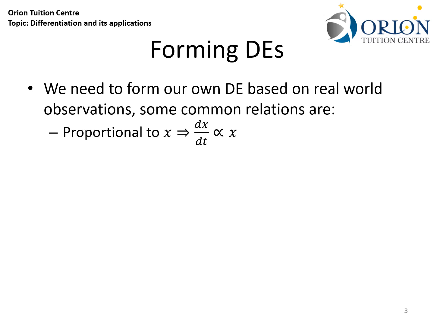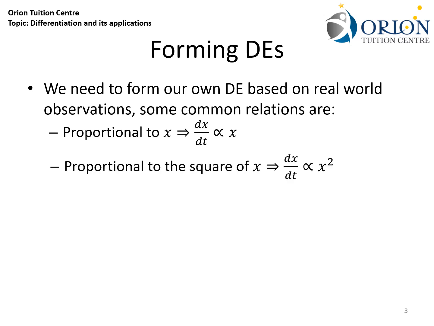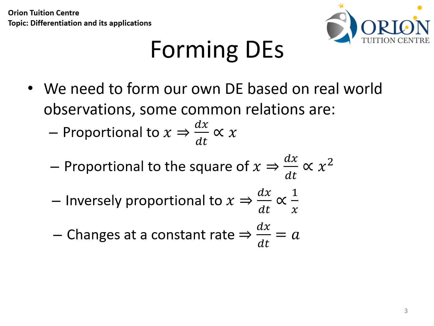Some other common relations are the rate of change of the quantity being proportional to the square of the quantity, or dx over dt is proportional to x squared, inverse proportion, or dx over dt proportional to 1 over x, or the change can be taking place at a constant rate. dx over dt is a constant, a.